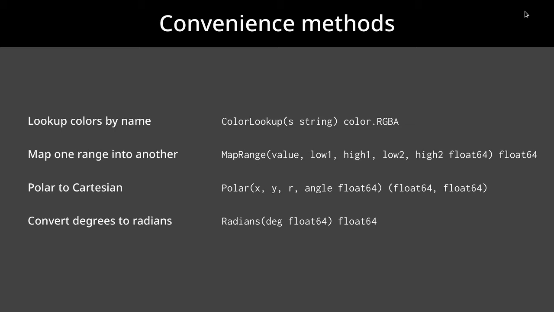Mapping a range from one range to the other is very, very useful in graphics programming. For example, if the data is in a certain range in your world coordinates, you want to map that to your screen coordinates, in our case, 0 to 100. Being able to do things from polar to Cartesian coordinates is useful when you're doing radial layouts, and also to convert degrees to radians.